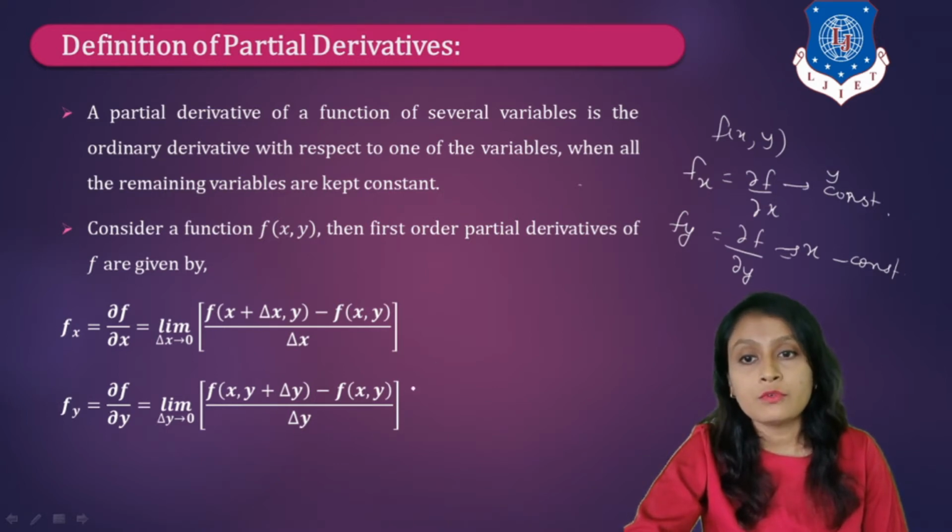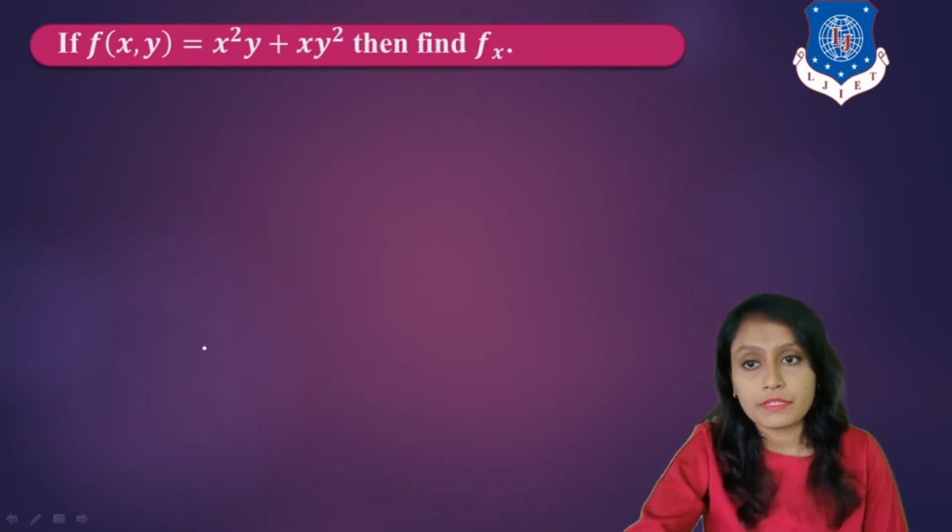So whenever we have to find a derivative using the definition method, if we want to find f x, we will find this limit. For this, in place of x we have to write x plus delta x, and simplify this limit. To find f y, that is the partial derivative of function f with respect to y, we will apply this formula. So let's begin with an example.